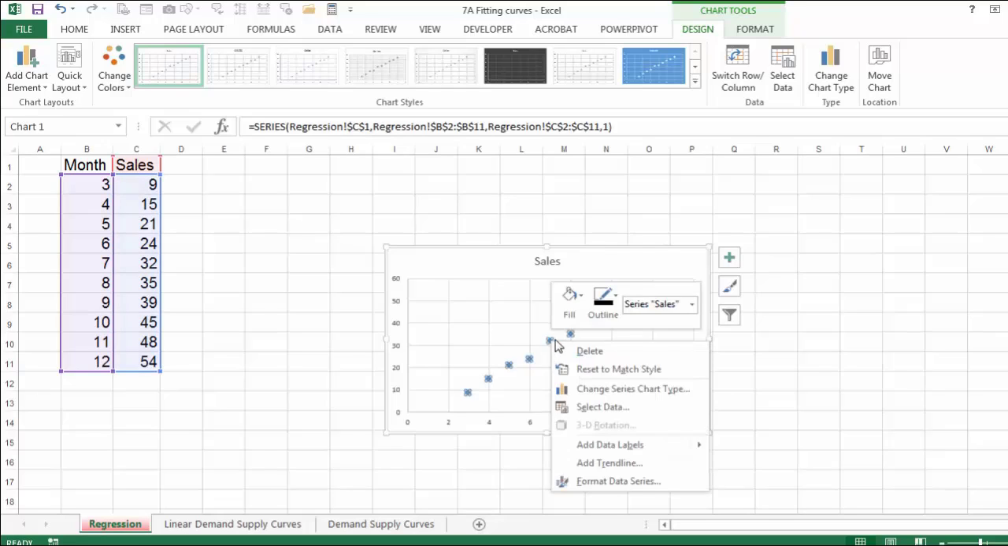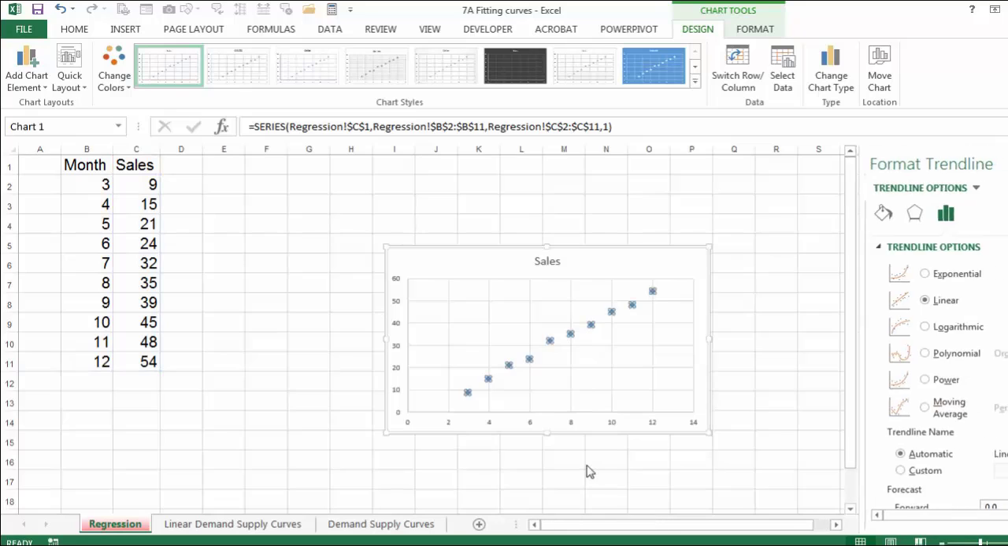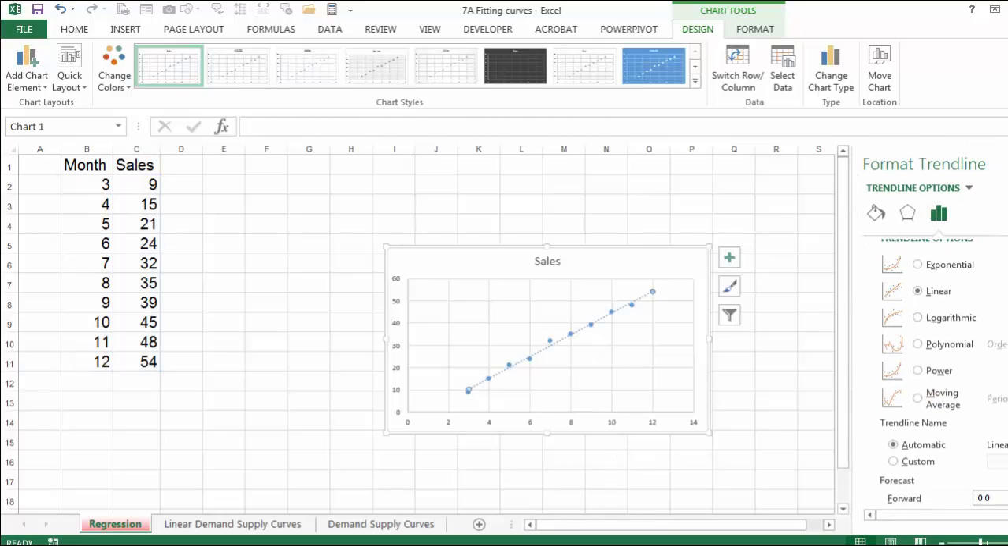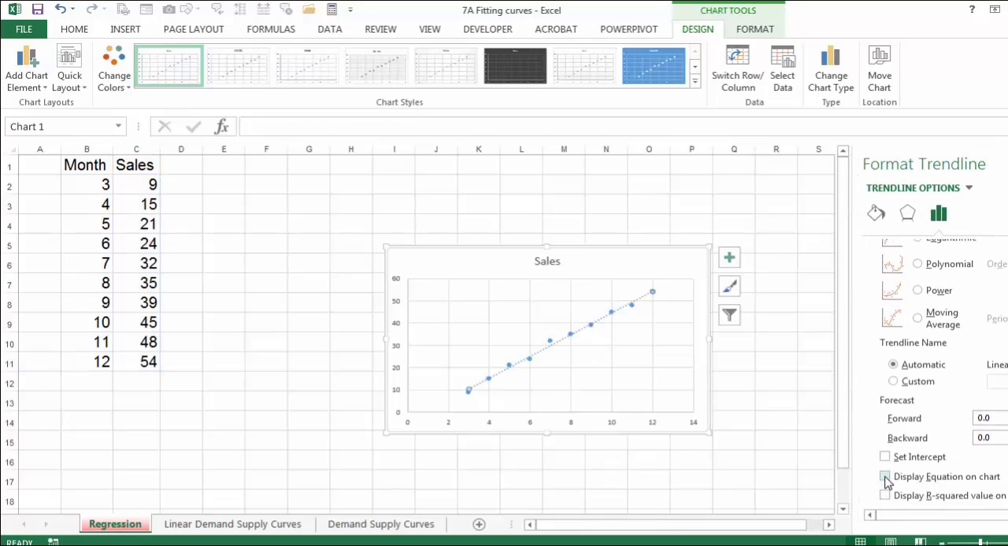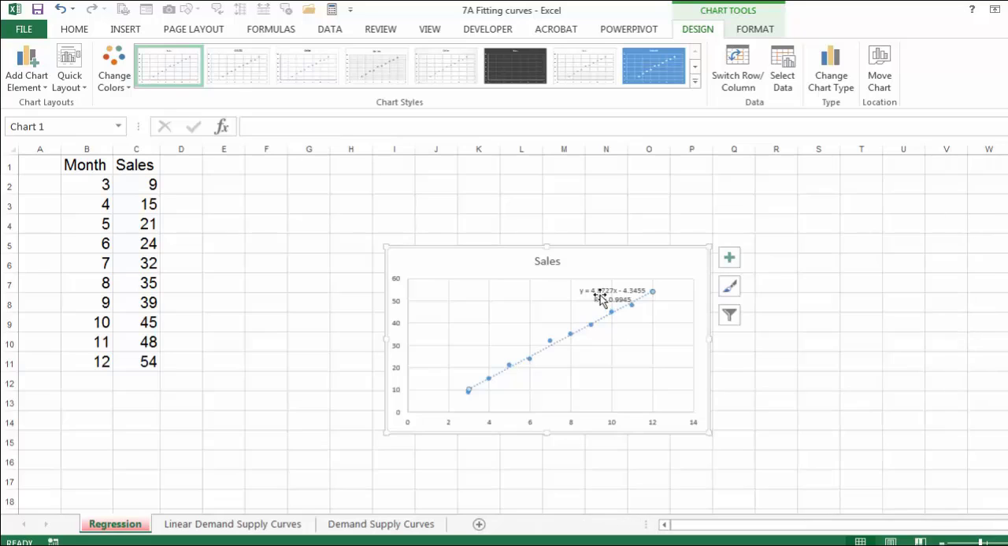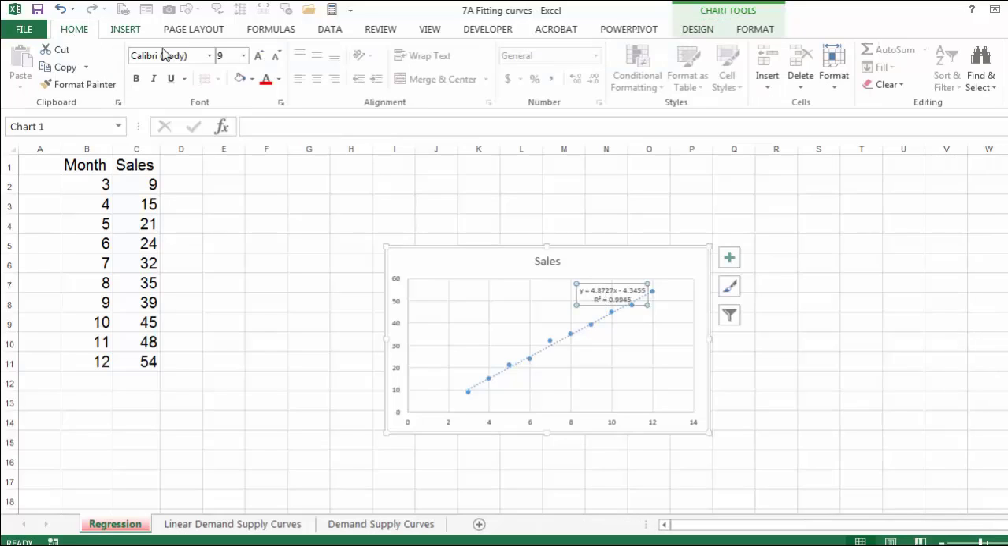You just right click here and say add trend line, and down here you ask for displaying the equation and R squared. And if you have a Mac, you just right click and do the same thing. Go to the options, and in the options you can ask for these last two things, to display the equation and R squared. So what does it mean? It basically says the following.